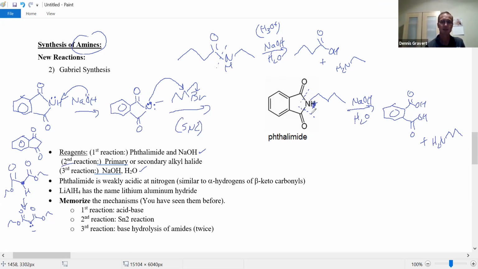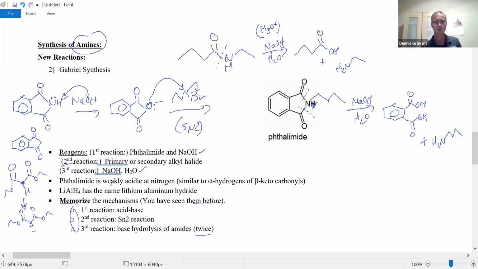Now, to be formal about it, we do need to memorize all those mechanisms, but we've all seen them before, right? So the acid-base reaction, that's pretty straightforward. 1 arrow, 1 step. SN2 reaction, 2 arrows, also 1 step in SN2. And the hydrolysis, darn it, you have to do it twice, but we've seen that before, and it just repeats.